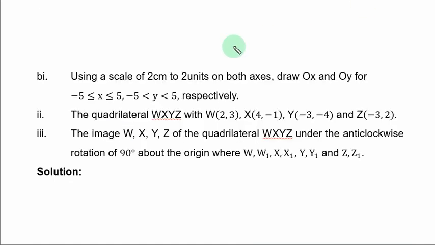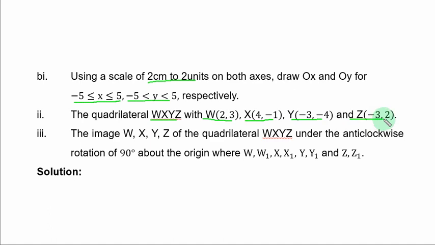Question 12b, Roman figure 1. Using a scale of 2 cm to 2 units on both axes, draw OS and OY for minus 5 less than or equal to S less than or equal to 5, and minus 5 less than or equal to Y less than or equal to 5 respectively. Roman figure 2. The quadrilateral WSYZ with W at this coordinate, you have S, you have Y, and Z.